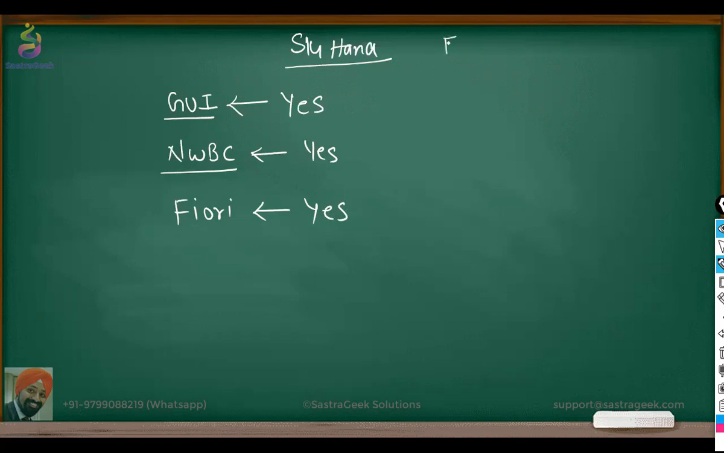In ECC, what can I use? In ECC, I can use GUI, I can use NWBC, I can also use Fiori. So Fiori is also available in ECC. So what is the difference then? If Fiori is also available in ECC, what is the difference? The big difference comes because of HANA capabilities.